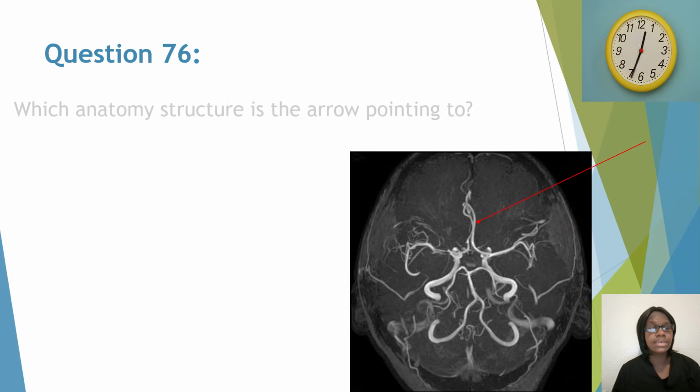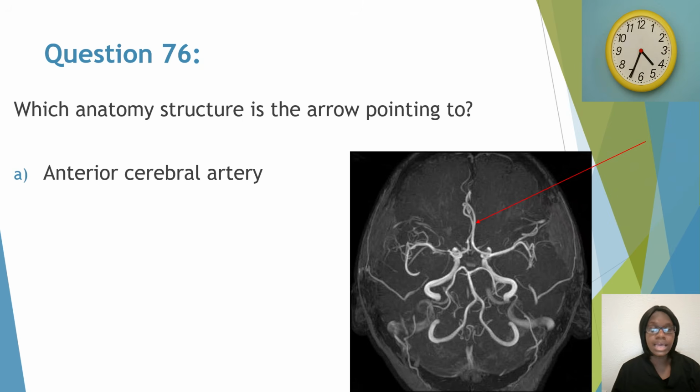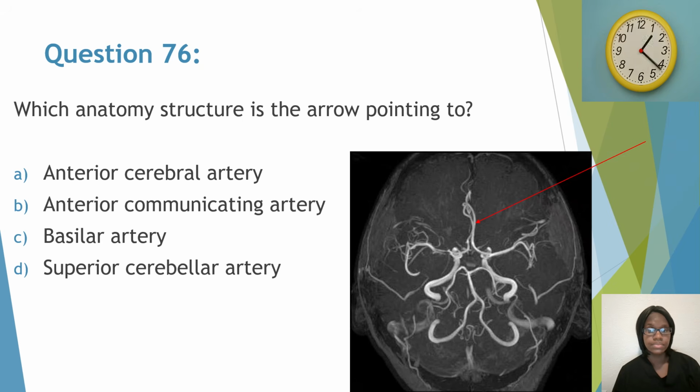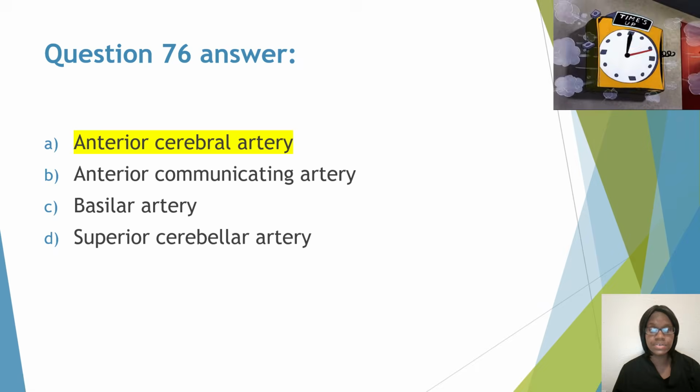Question 76. Which anatomy structure is the arrow pointing to? A, anterior cerebral artery, B, anterior communicating artery, C, basilar artery, D, superior cerebellar artery. All right, the correct answer is A, anterior cerebral artery.